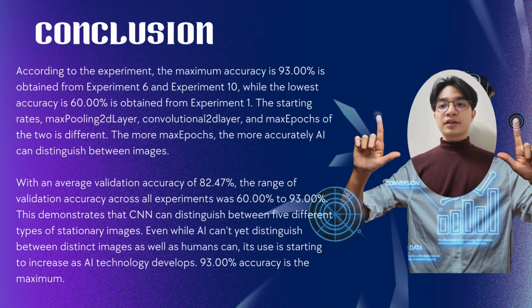This demonstrates that CNN can distinguish between 5 different types of stationery images, even though AI can't yet distinguish between distinct images as well as humans can. It's starting to improve as AI technology develops. 93% accuracy is the maximum.